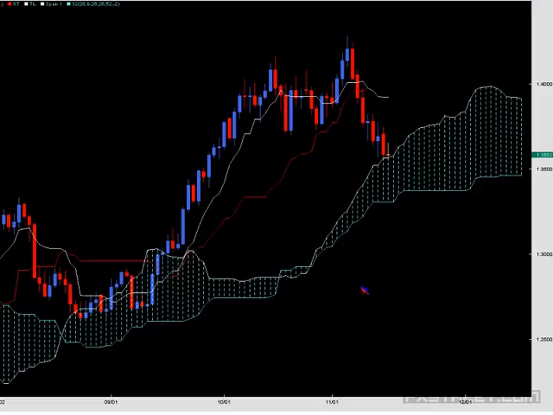I actually called the reversal in the euro way back at the FX Street conference. I said it probably won't get much higher than 142. It went just a little bit above 142 and then slammed back down.